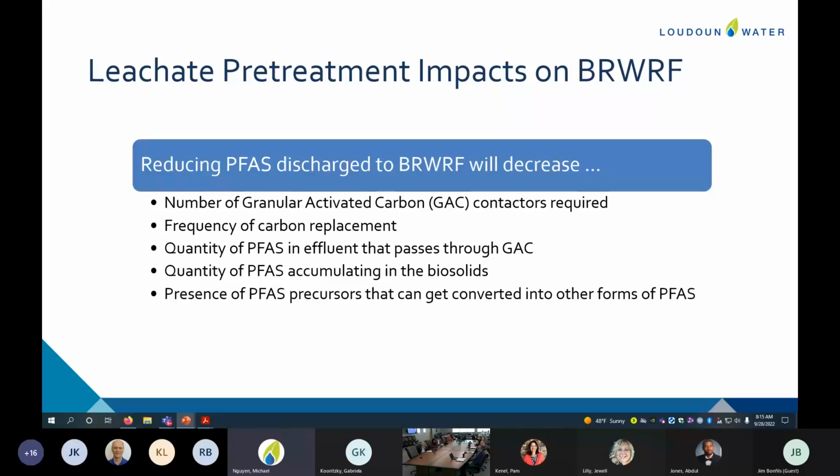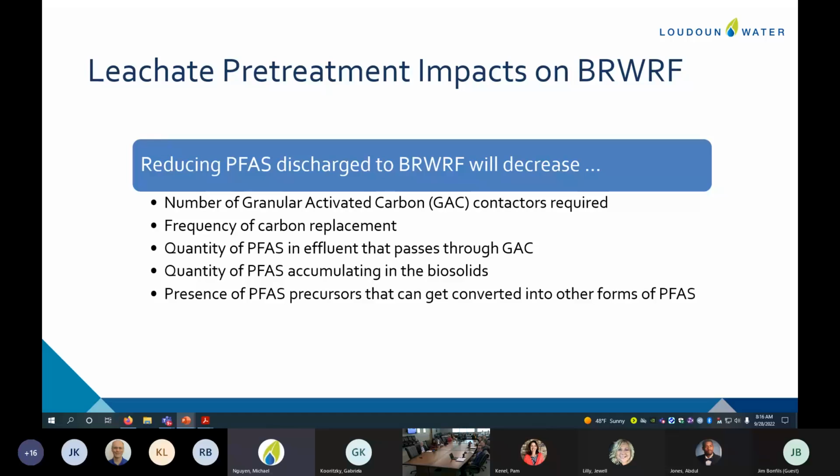So it can affect the number of granular activated carbon reactors we have. It will definitely affect the frequency of carbon replacement. So these are large reactors, right, lined up. They span longer than this room, and the carbon inside must be replaced right now every 5 years, which is a huge undertaking for staff. The carbon itself has a cost. And so knowing if that 5 years moves to every year is critically important, 1, for the budget, 2, for staffing levels. And so if pretreatment at the leachate can reduce that frequency, there's a large long-term cost savings for the operation of Broad Run.